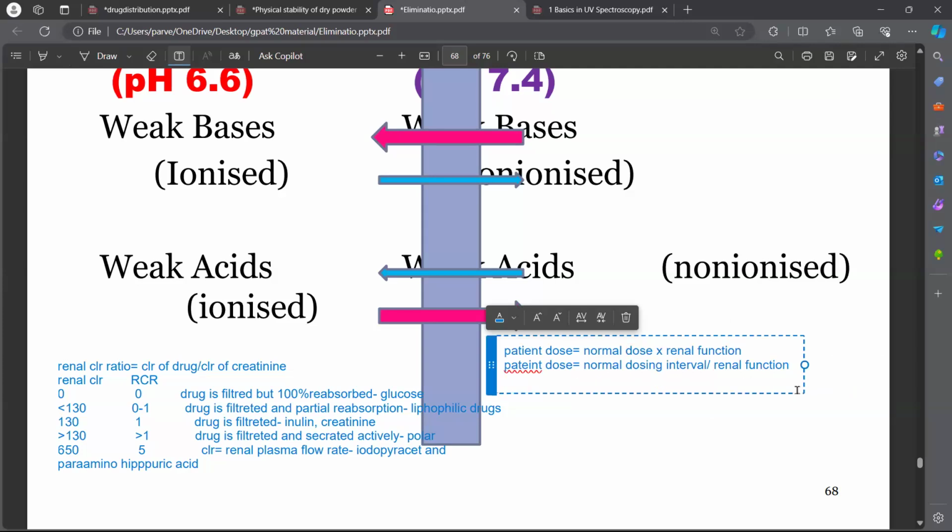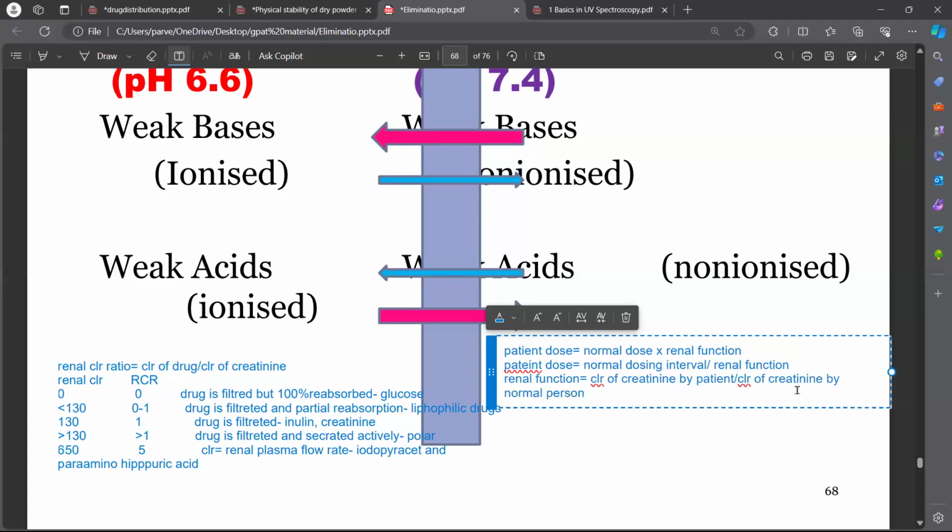I'll give you the formula of the renal function. The renal function is the ratio between the clearance of creatinine by the patient divided by the clearance of creatinine by a normal person. So this is the formula for the renal function. You have to remember this, guys.